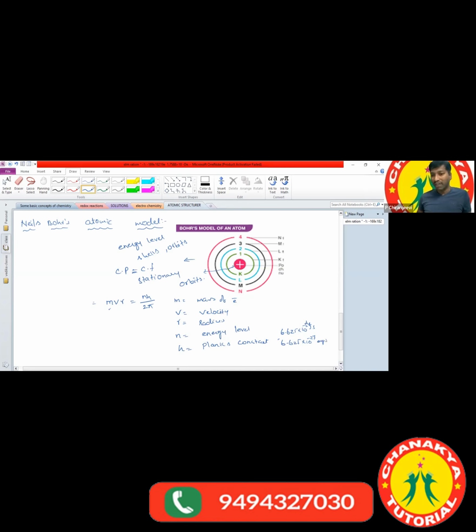Now when the electron jumps from a high energy level to a low energy level, that means if the electron jumps from N to K, either it loses the energy or gains the energy. It loses energy whenever you jump from a high level to a low level.